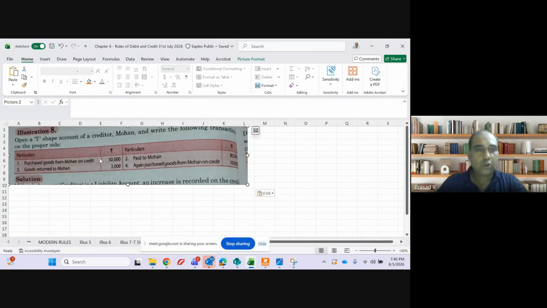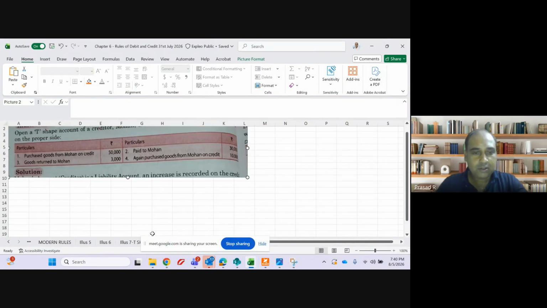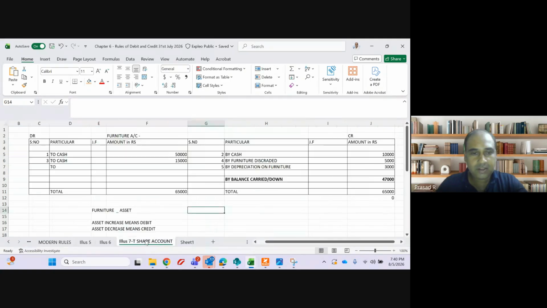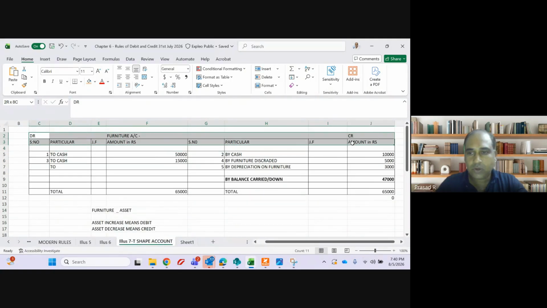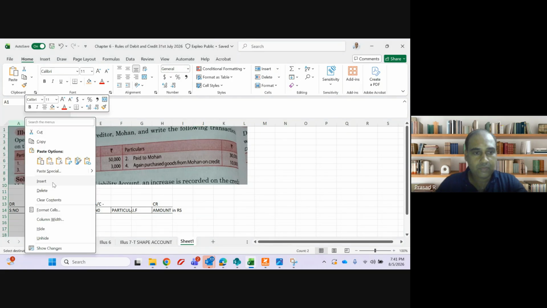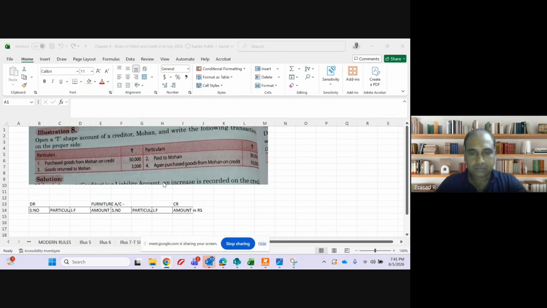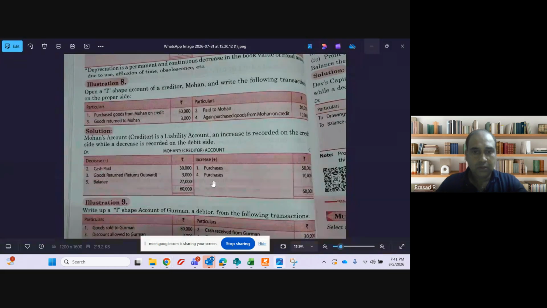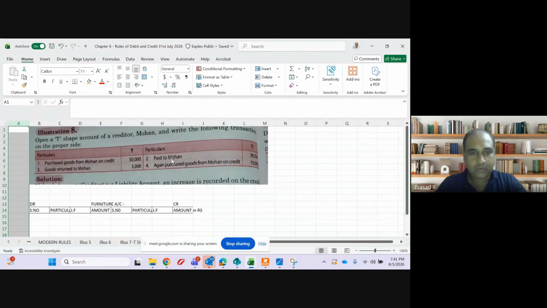Quickly, guys. Open a T-shape account of a creditor. T-shape account we have already seen; this is how a T-shape account will look. Only thing is now the heading will change. Now whose T-shape account are we making? Mohan Creditors account. Instead of furniture account, it will be Mohan.